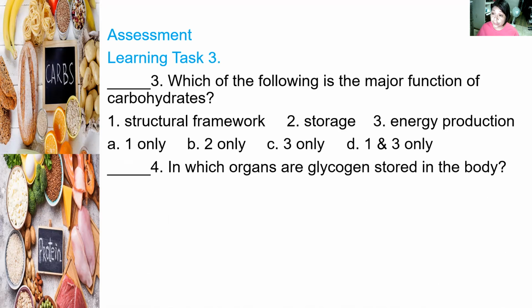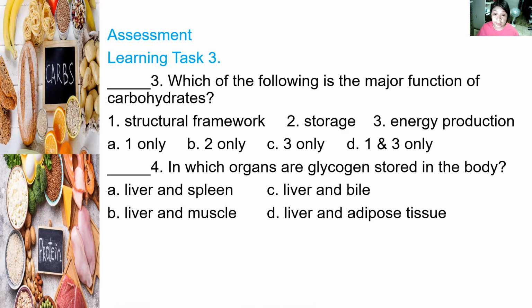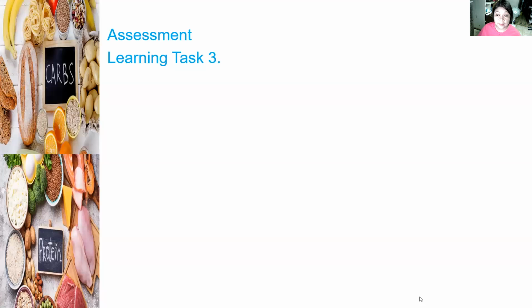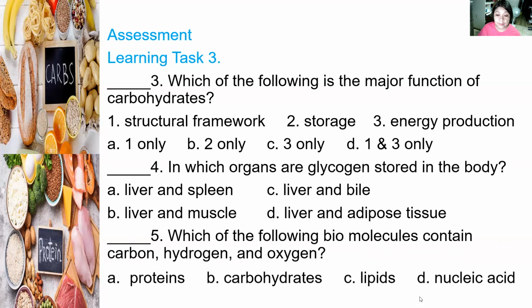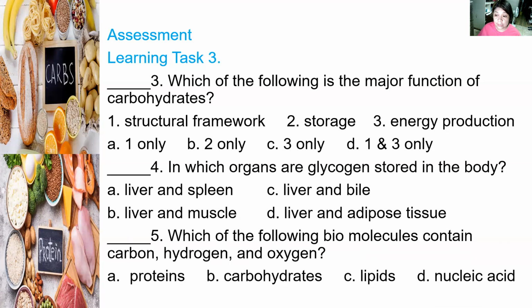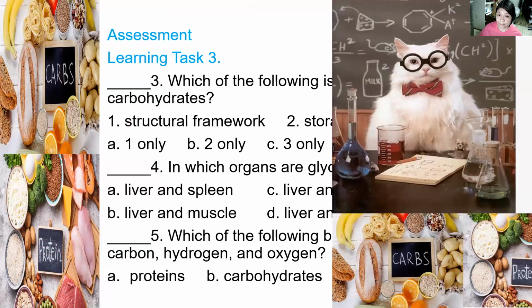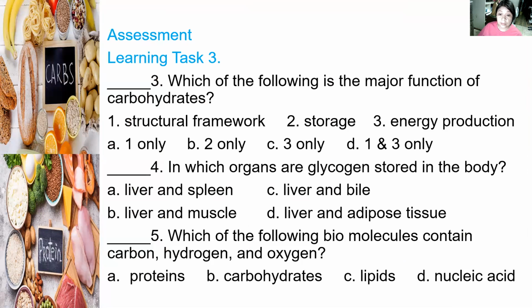Number 4, in which organs is glycogen stored in the body? A, liver and spleen. B, liver and muscle. C, liver and bile. D, liver and adipose tissue. Number 5, which of the following biomolecules contain carbon, hydrogen, and oxygen? A, proteins. B, carbohydrates. C, lipids. D, nucleic acid. So that ends week 3.